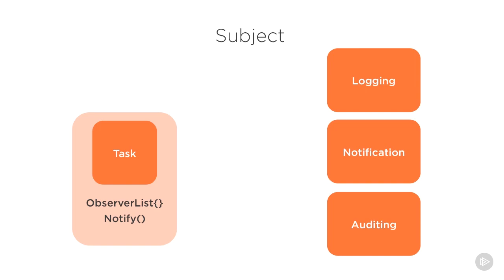But if you've been watching this course long enough, you kind of know my feelings on messing with things that already work. So I don't want to make task a subject by adding observer list and notify to task, because task already works. I don't want to mess with it. So what we're going to do is wrap task with a subject and make it an observable task. So let's take a minute and build out an observable task with an observer list and this notify function.